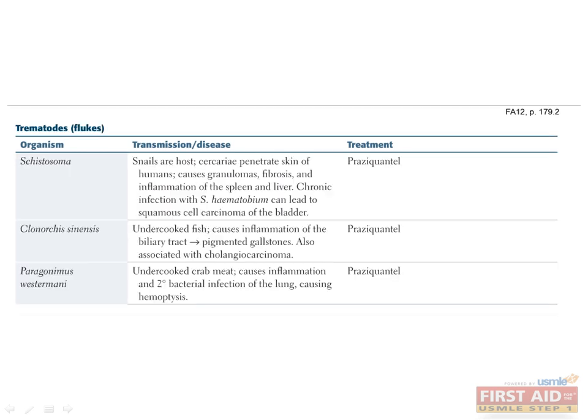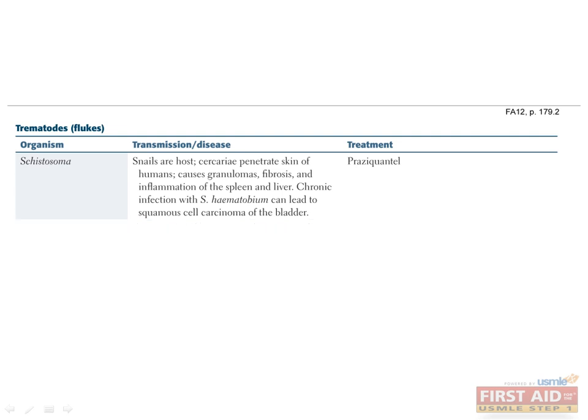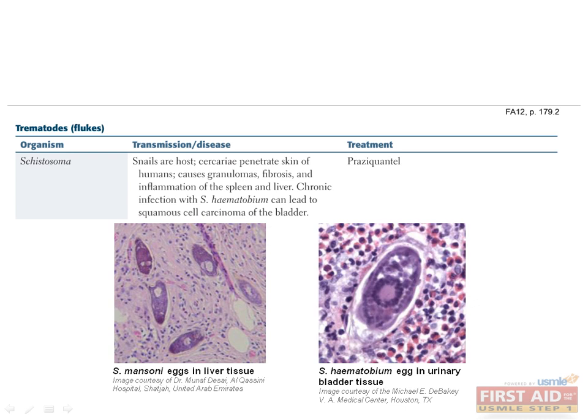Now on to our 3 trematodes, which can all be treated with praziquantel. Remember, trematodes are non-segmented flatworms. They have complex life cycles that involve snails as an intermediate host. First are the schistosomas, whose larvae are released into fresh water and penetrate through the skin. There are 2 schistosoma species that you should know, Schistosoma mansoni and Schistosoma haematobium. Early infection can present with constitutional symptoms and with granulomas, fibrosis, and inflammation of the spleen and liver.